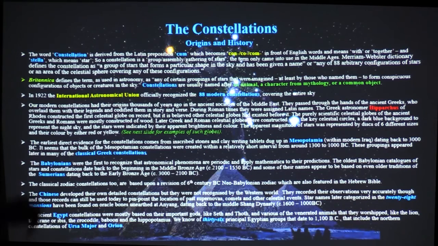So basically, there are various definitions of constellations, but Britannica says: any of certain groupings of stars that were imagined, at least by those who named them, from conspicuous configurations of objects or creatures in the sky. Constellations are usually named after an animal, a character from mythology, or a common object, and sometimes an actual person, as in Hercules, for example, a hero from Greek mythology. In 1922, the International Astronomical Union officially recognised that there were 88 modern constellations. But we're going to look at the Greek ones first. There were 48 of those, and we'll look at how they were derived briefly.